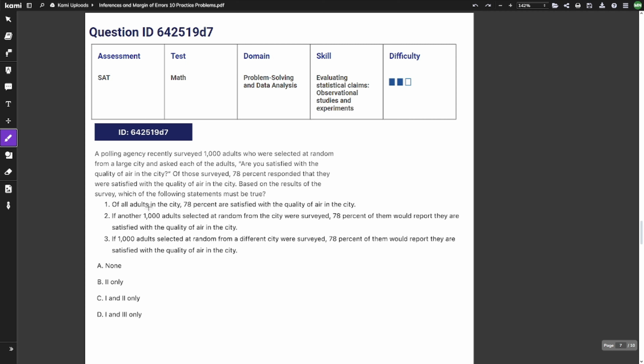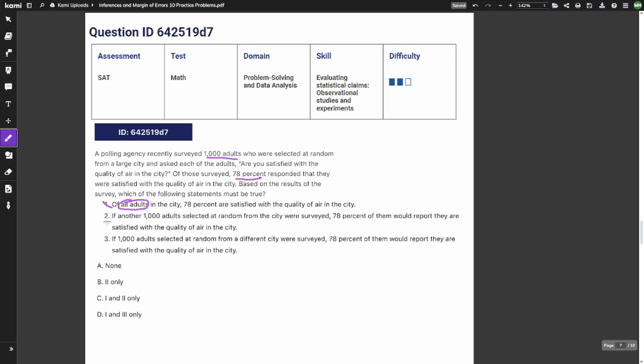1. Of all adults in the city, 78% are satisfied with the quality of air in the city. Well, here we know that this 78% only goes with these 1,000 adults. So we can't say that all of the adults will have the exact same opinion.